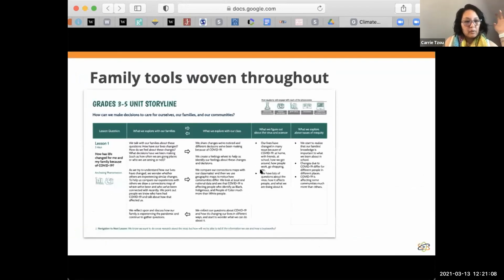When you look at the storyline on OpenSciEd, if you're familiar with the OpenSciEd format, they always have these storyline graphics where you can map out the entire storyline. What you'll see is that we have what we explore with our families and what we explore with our class, always incorporated throughout each of the lessons. So you can see that interplay between classroom and family knowledge.